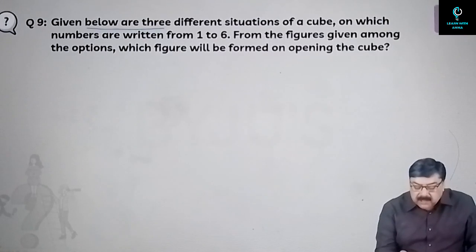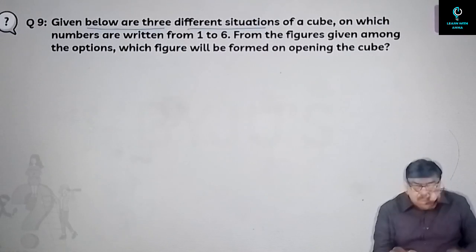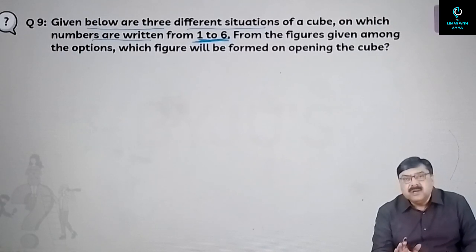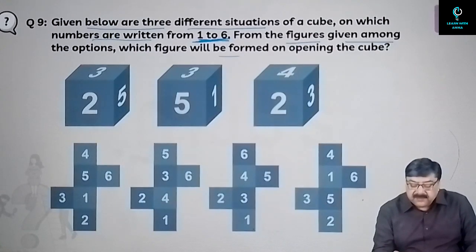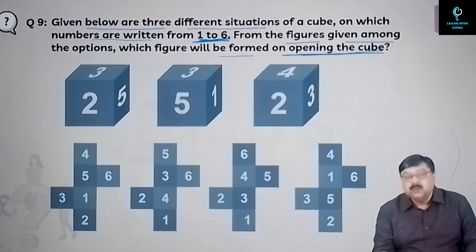Now given below are 3 different situations of a cube on which numbers are written from 1 to 6. It's already declared that numbers are written from 1 to 6. Do not assume that it is a standard dice. Now from the figures given among the options, which figure will be formed on opening the cube?